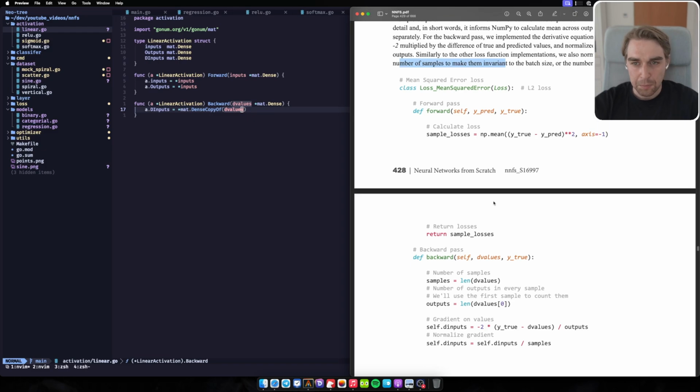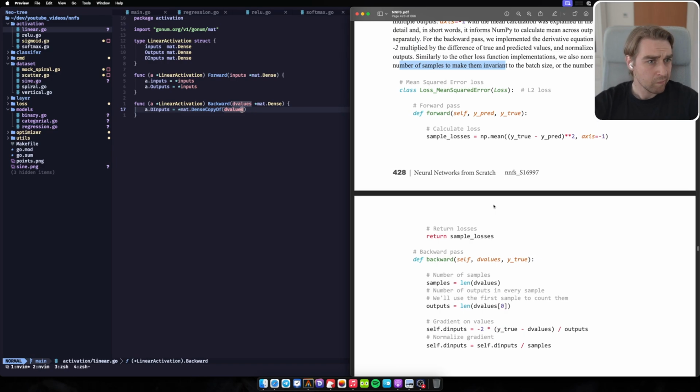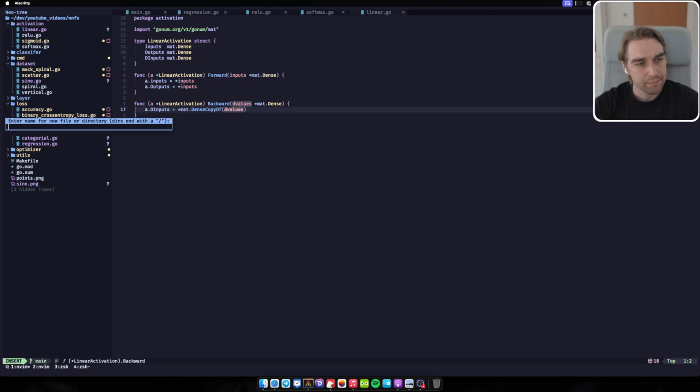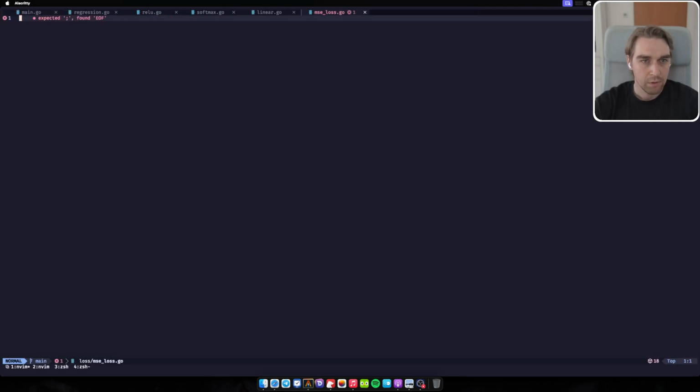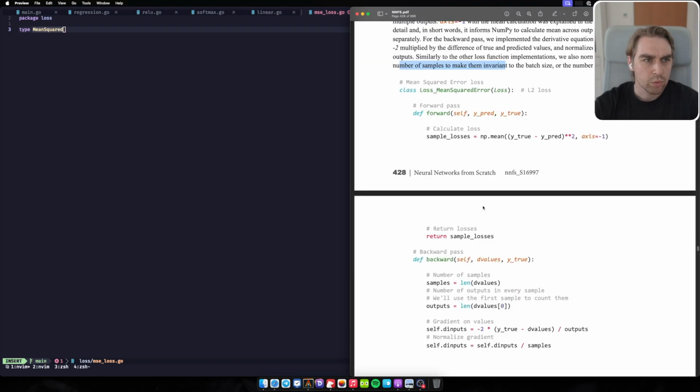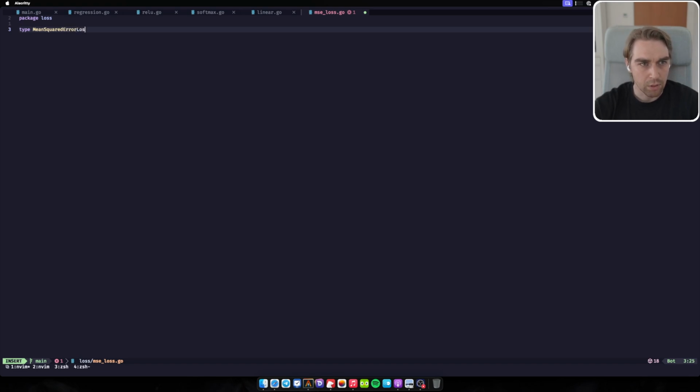Okay, let's implement this. What do I need to do? Loss mean squared error. Okay, looking for the loss. Mean squared error loss. Okay.